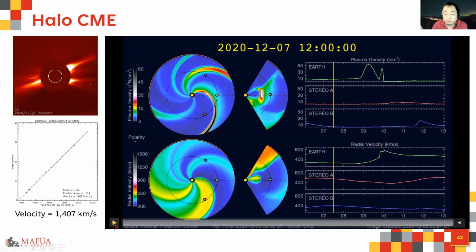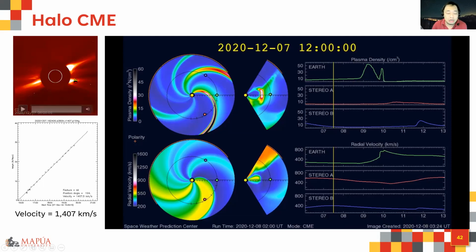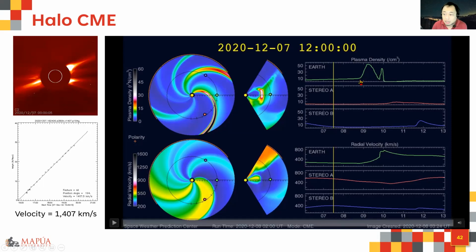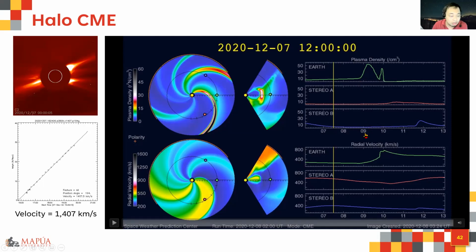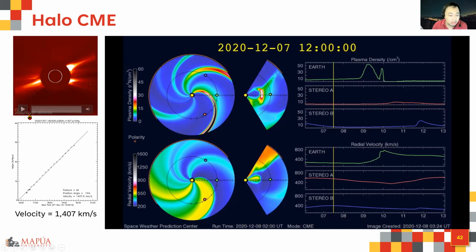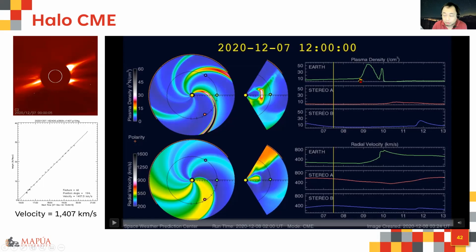And then when they produce this model, they can actually predict to a certain level of accuracy that the CME, the plasma cloud that came from the CME, will arrive on Earth about 2 days later. Okay, so it will arrive at around December 9, depicted by this large peak.